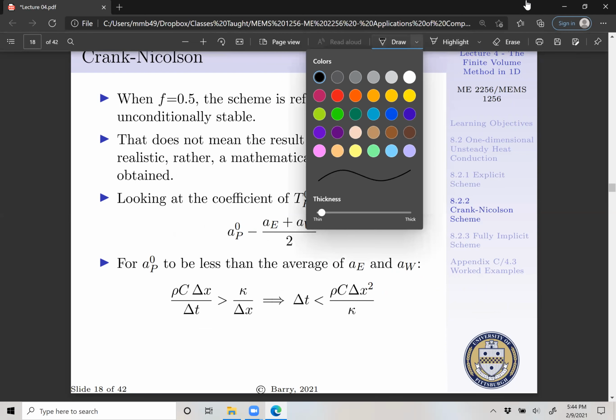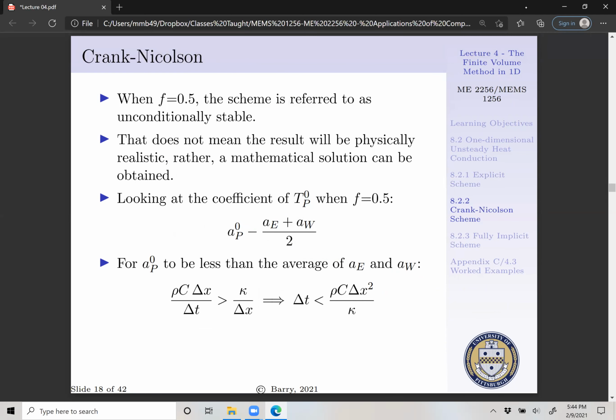Now, let's move up. Let's say, all right, what happens if we mix our explicit scheme and implicit scheme? I.e., we set our weight factor to 0.5 and we construct the Crank-Nicolson scheme. We have something that is called unconditionally stable. Its stability is not conditional upon the selection of delta T. However, although it is unconditionally stable, our results might be garbage.